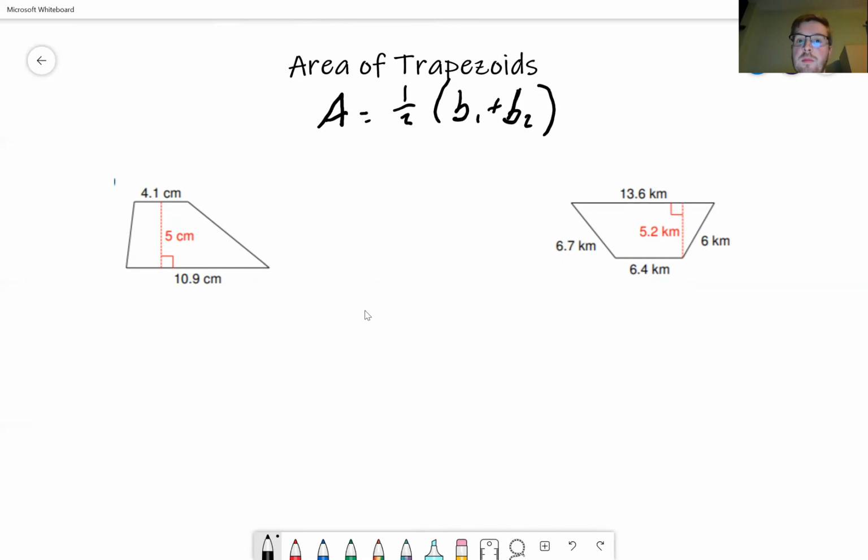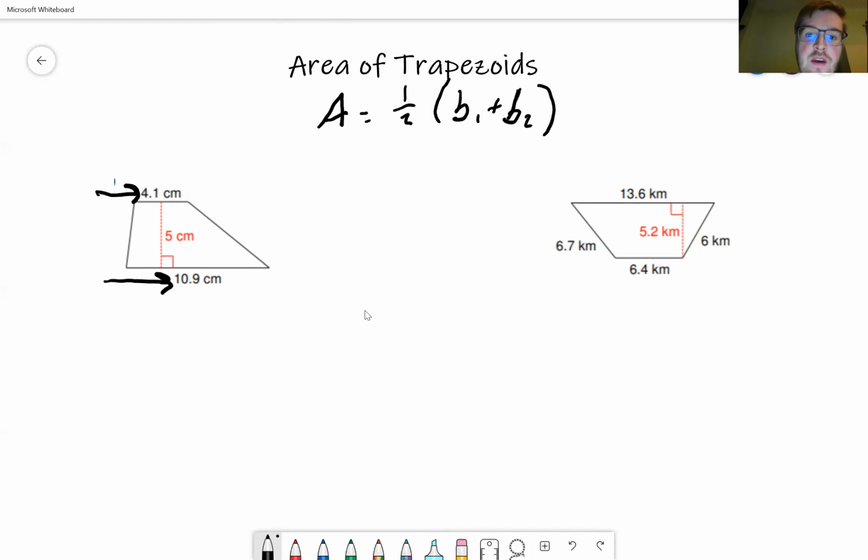Now, if you don't remember what parallel means, it means that they're never going to cross, they're never going to touch, they're always going to be the same distance apart. So if you think about it, on this trapezoid to the left, that 4.1 and that 10.9, that's my base 1 and base 2. It doesn't matter which one you call B1 and which one you call B2. All that matters is that you're using the bases there. Because remember, with addition, order doesn't matter. So that's why it doesn't matter which one you pick. But just out of habit, I always pick the one on the top as B1 and the one on the bottom as B2. That's just what I do.